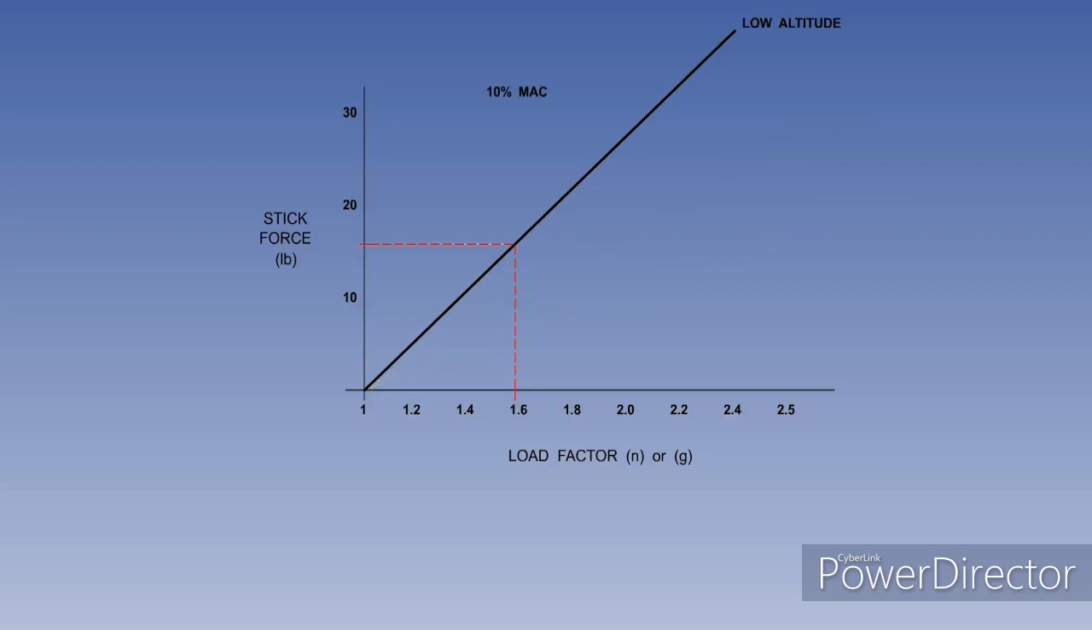We can now consider the effect of altitude on stick force per G. At higher altitude, the stick force gradient is reduced. This is due to reduced aerodynamic damping.